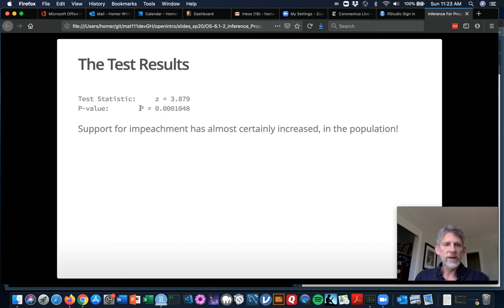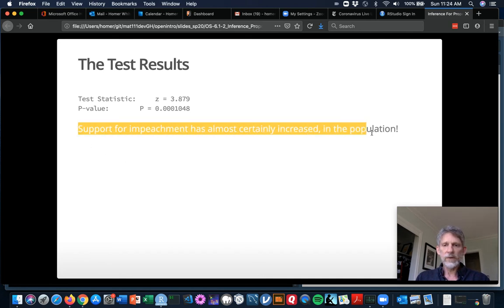How unlikely is this? If the null is right, that's the p-value. So that is about 1 in 10,000. Incredibly low p-value, certainly less than 0.05. So I would be rejecting the null hypothesis here. And my conclusion is that based on the data, there's really strong evidence that support for impeachment increased out there in the population over that time period.